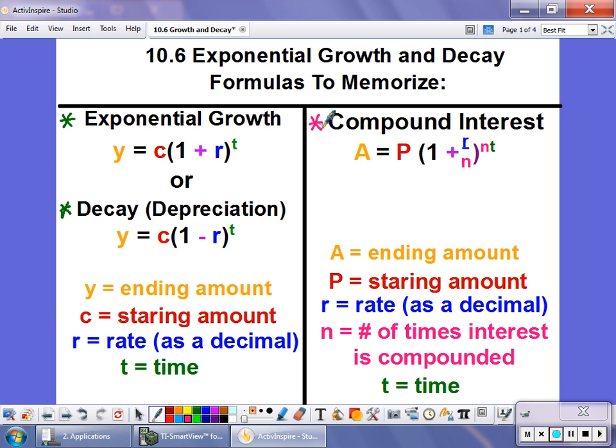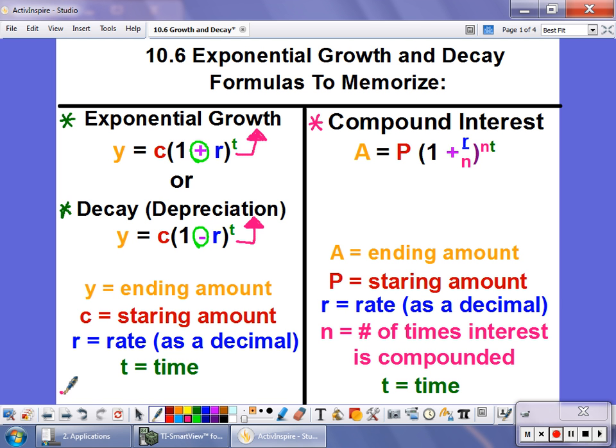One thing I want to point out about these exponential growth and decay formulas, if you look at them, they're nearly identical. The only difference between growth and decay is this plus and this minus. And it should make sense to you that in the growth formula, we have a plus sign because things are growing or increasing. And in our decay formula, where things are decreasing, we're going to have this minus sign.